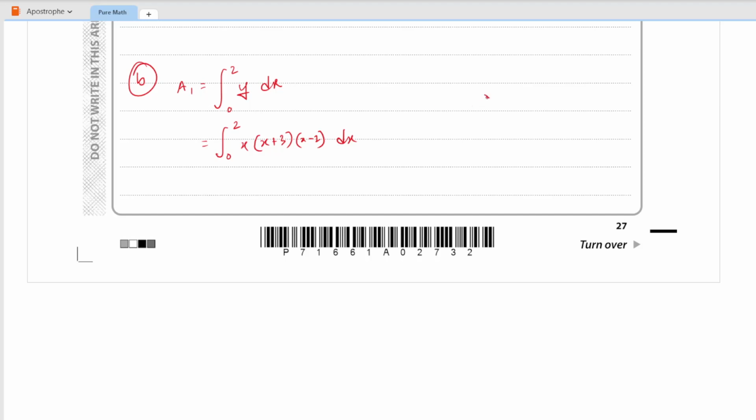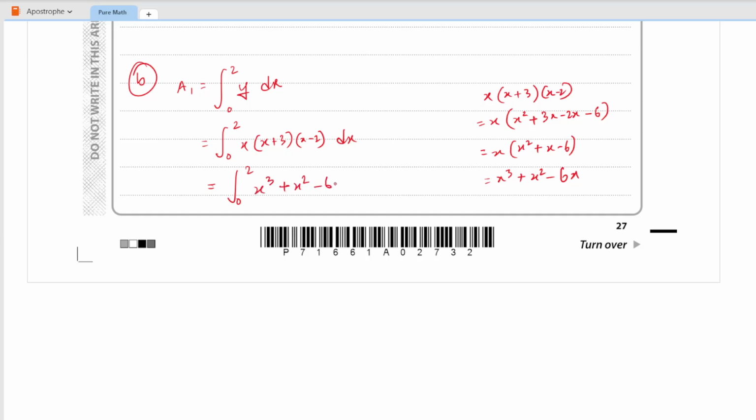We expand x into x plus 3 into x minus 2. x into x is x squared, plus 3x minus 2x, plus minus 6. So x into x squared plus x minus 6 gives x cubed plus x squared minus 6x. So let's just put it here: the integral of x cubed plus x squared minus 6x dx.